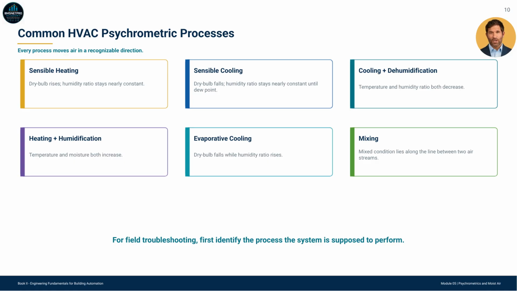Mixing combines two air streams, and the mixed condition should land between the outdoor and return air conditions based on the airflow proportions. In the field, before adjusting logic, ask, what process is this equipment supposed to perform right now? If the measured path does not match the expected process, investigate before changing set points.